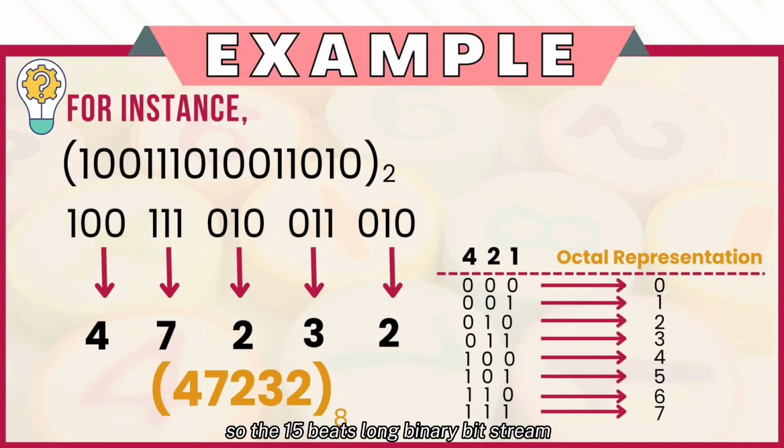So the 15-bit long binary bit stream can now easily be represented using only 5 octal digits. So the value of the same in octal is 47232 base 8.